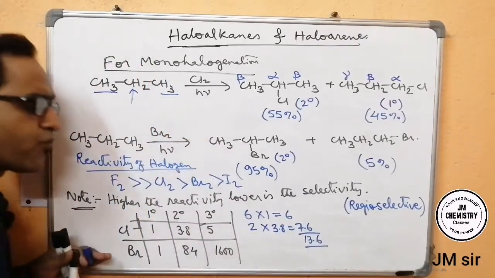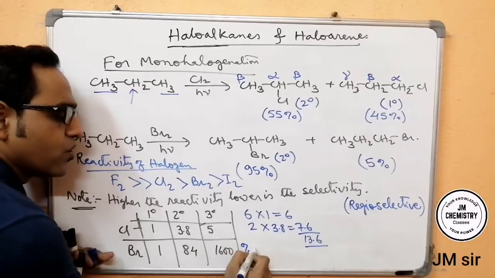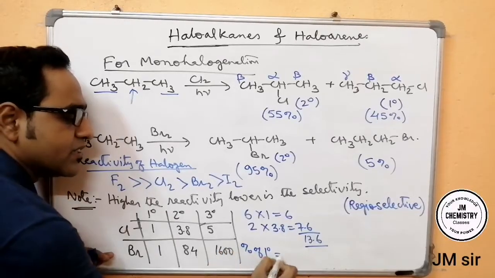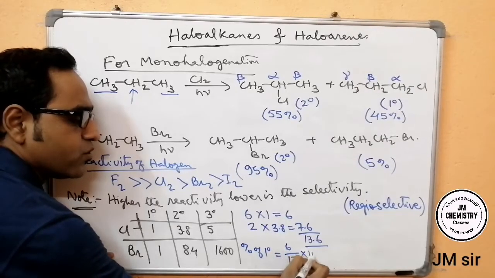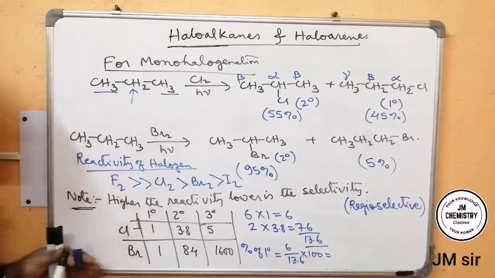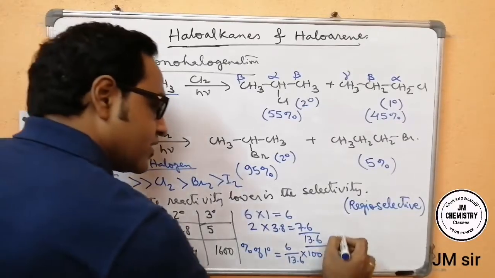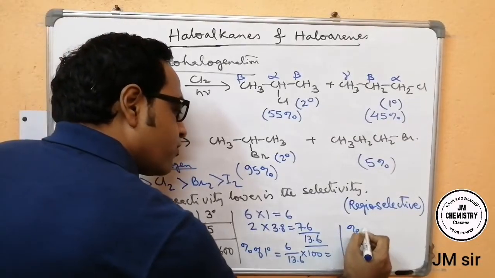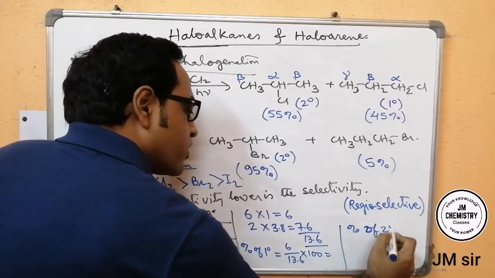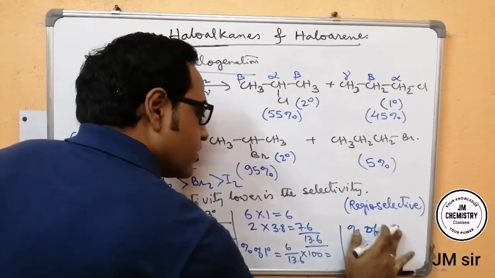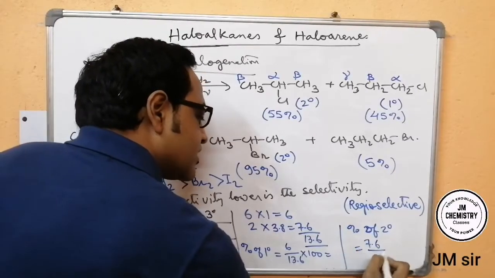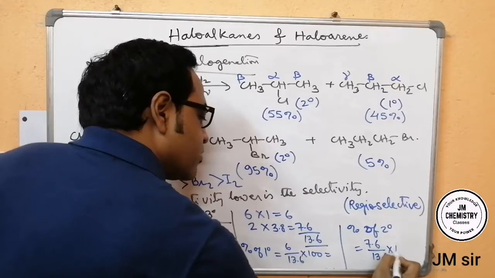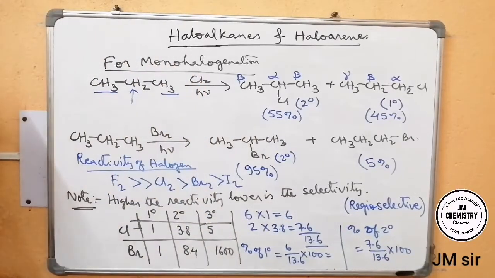So what is the percentage of 1 degree product? Percentage of 1 degree is equal to 6 divided by 13.6 into 100. It comes out to be 45%. The percentage of 2 degree product is equal to 7.6 divided by 13.6 into 100. So you will find that it comes to around 55%.